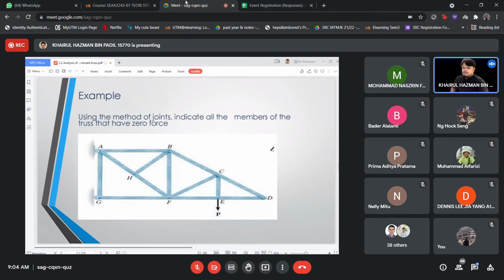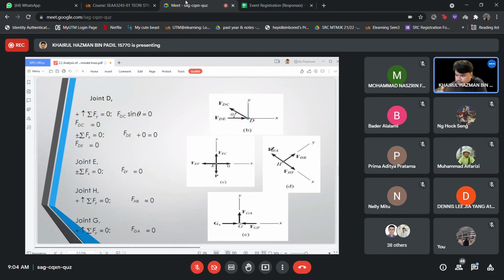Another example: using the method of joints, indicate all the members of the truss that have zero forces. By just doing a visual inspection, we will know which members of the truss are equal to zero. We do the analysis and then we can know which members are equal to zero. You can just look at this, and by using an assumption, you can know which part of the truss is equal to zero.